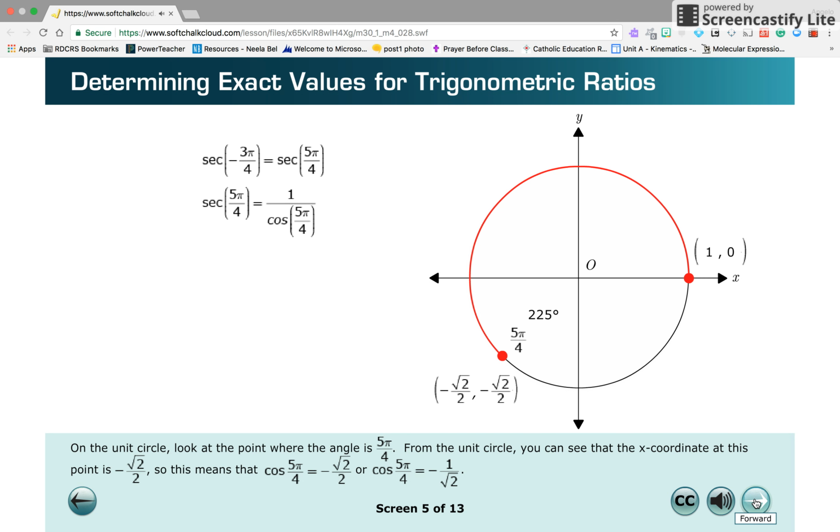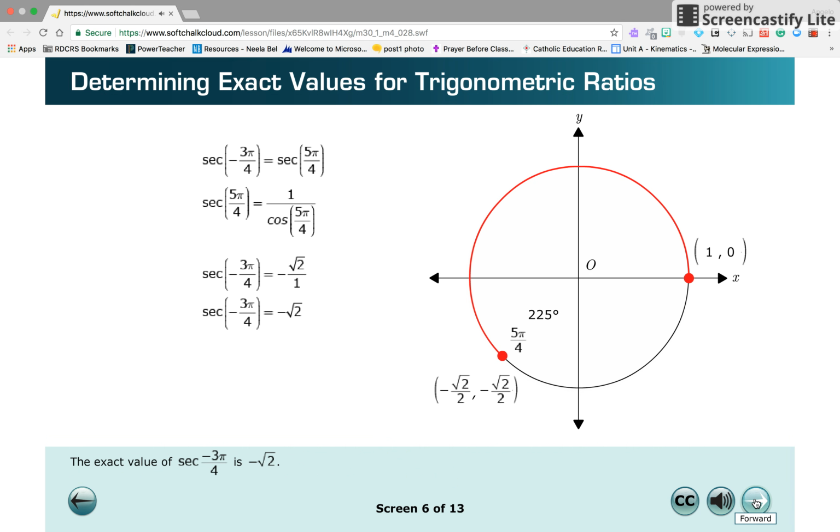On the unit circle, look at the point where the angle is 5 pi over 4. From the unit circle, you can see that the x-coordinate at this point is negative square root of 2 over 2. So this means that cosine 5 pi over 4 equals negative square root of 2 over 2, or cosine 5 pi over 4 equals negative 1 over the square root of 2. The exact value of secant negative 3 pi over 4 is negative square root of 2.